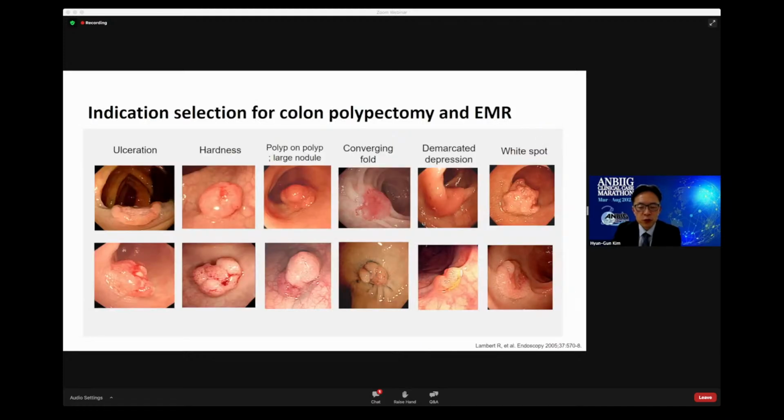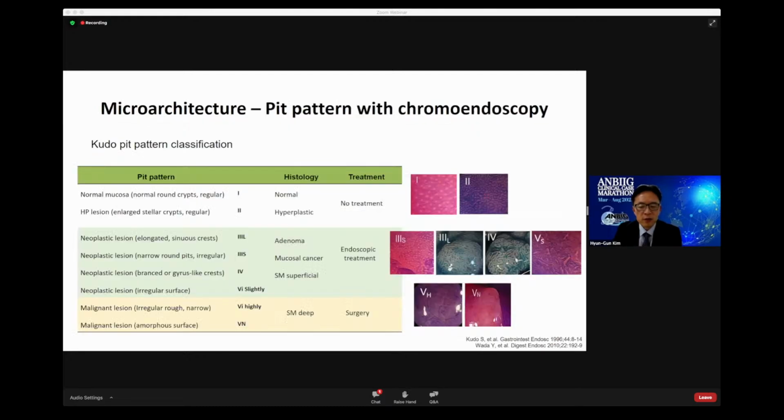To differentiate treatment indications, we have predicted deep submucosal invasive cancer using several endoscopic findings. Regarding morphology, a lesion with ulceration and hardness, a large nodule, converging folds, central depression, or chicken skin is known as a highly suspicious lesion for deep invasive cancer. And pit pattern examination using chromoendoscopy provides significant findings in determining a treatment strategy. Pit pattern types 3S, 3L, 4, and slightly 5 patterns can be removed by endoscopic resection.